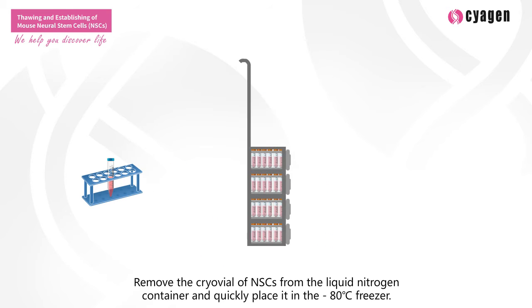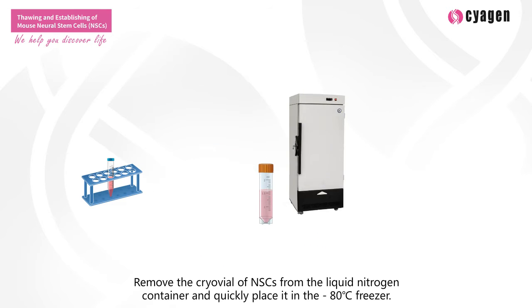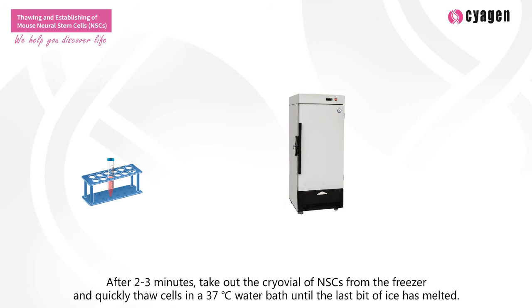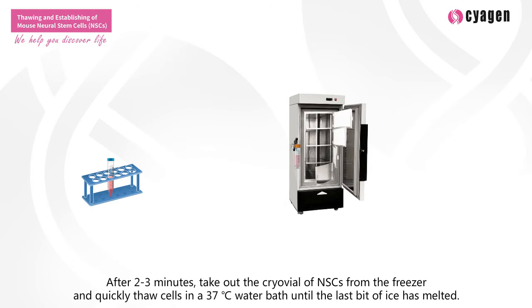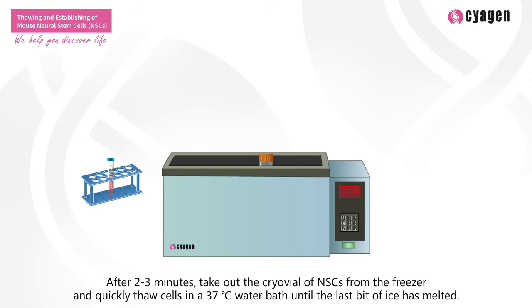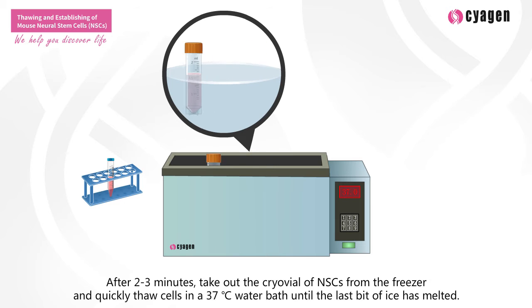Remove the cryovial of NSCs from the liquid nitrogen container and quickly place it in the -80 degrees Celsius freezer. After 2 to 3 minutes, take out the cryovial of NSCs from the freezer and quickly thaw cells in a 37 degrees Celsius water bath until the last bit of ice has melted.